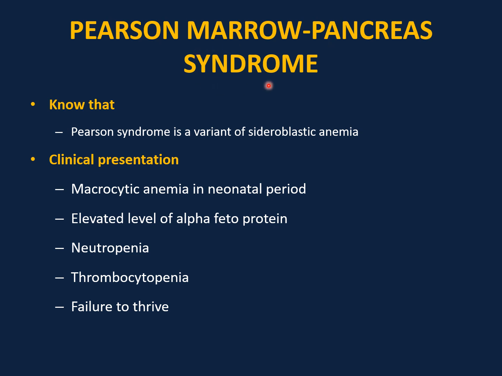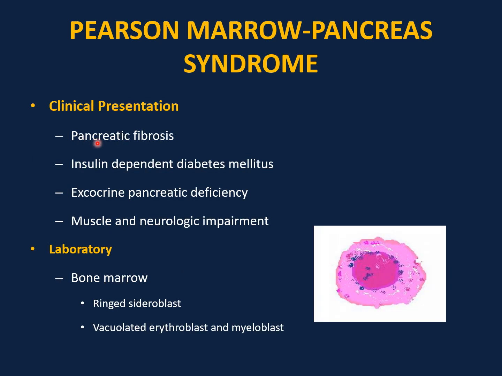Pearson marrow pancreas syndrome is a variant of sideroblastic anemia. The clinical presentation: macrocytic anemia in the neonatal period, elevated alpha-fetoprotein, neutropenia, thrombocytopenia, failure to thrive. Also, Pearson marrow pancreas syndrome presents with pancreatic fibrosis, insulin-dependent diabetes mellitus, exocrine pancreatic deficiency, and muscle and neurological impairment.